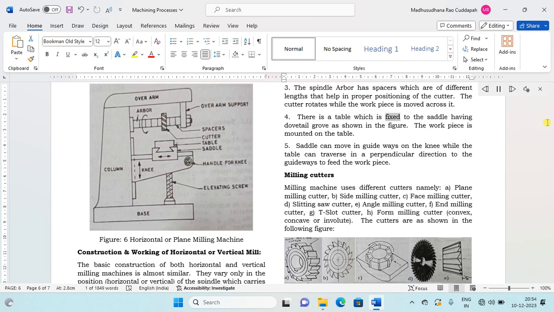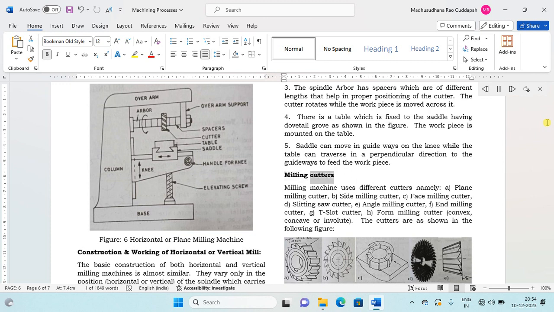4. There is a table which is fixed to the saddle, having a dovetail groove as shown in the figure. The workpiece is mounted on the table. 5. The saddle can move in guideways on the knee, while the table can traverse in a perpendicular direction to the guideways to feed the workpiece.